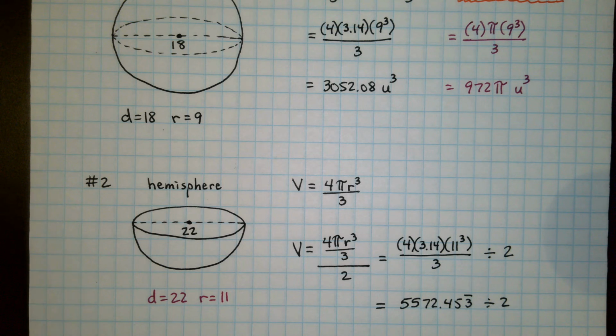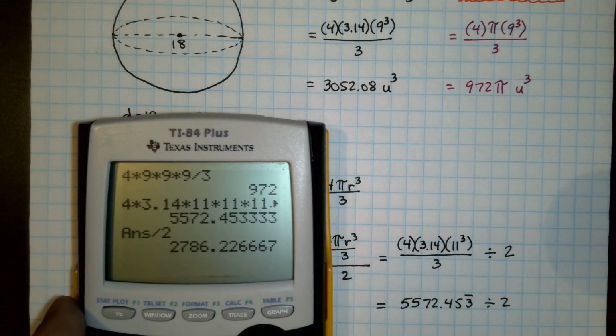I didn't round that answer or anything. I just used what was on the screen. So I get 2,786 point. Now I'm going to have to choose some place to round this. I'll round this at the nearest tenth. So I have 2 and then another 2. That second 2 makes the first one stay the same. And this will be units cubed. And you can see my values on screen there.